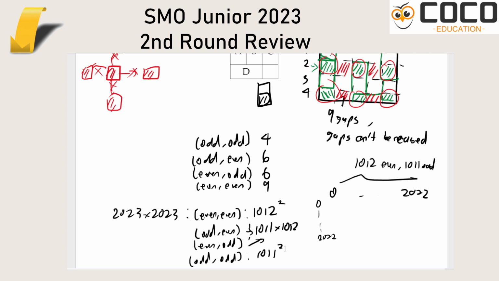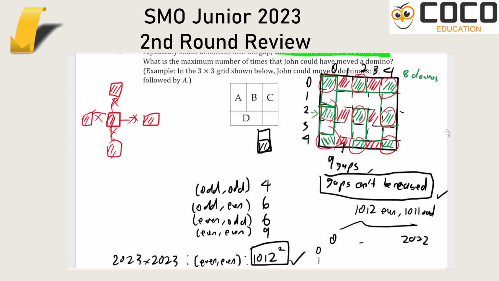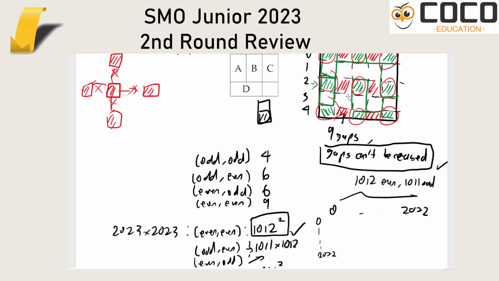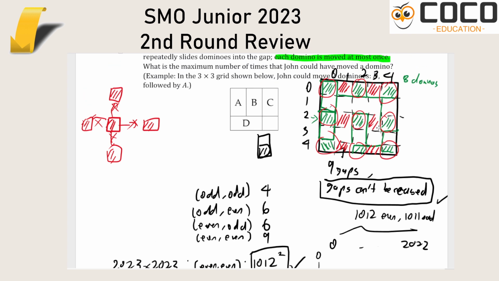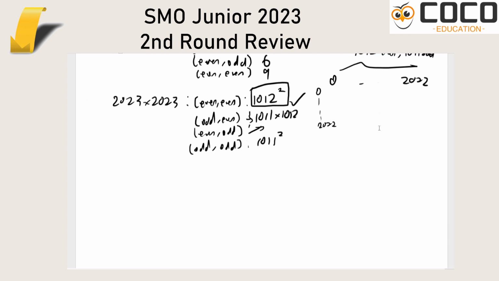This is most of the solution. So you must mention that this is the highest. You mentioned that gaps cannot be reused. Otherwise, why can't I just use that gap over and over again and then just keep moving dominoes around? But the last thing is that you need to say how this will work. And you've seen this spiral pattern here. That's one way you can make it happen. Another way you can make it happen would just be using a snake pattern.